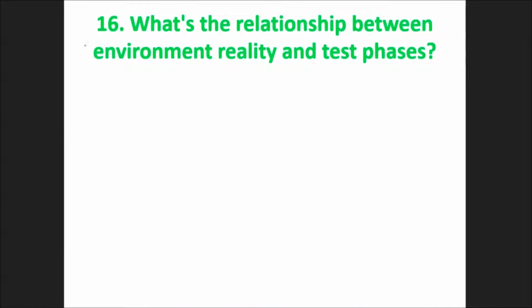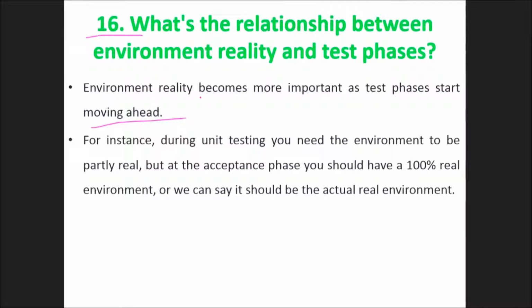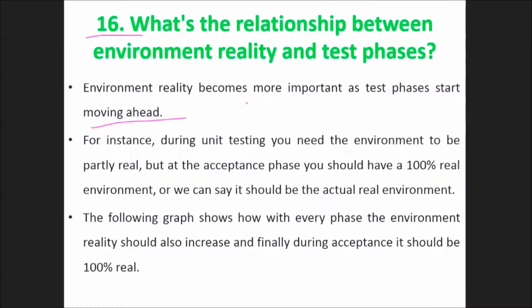But let us come to question 16. What's the relationship between environmental reality and test phases? Environmental reality becomes more important as test cases start moving ahead. For instance, during unit testing, you need the environment to be partially real. But at the acceptance phase, you should have a 100% real environment. That means it should be the actual real environment.